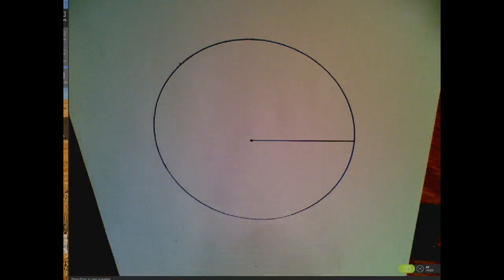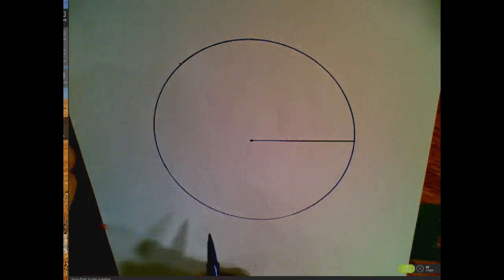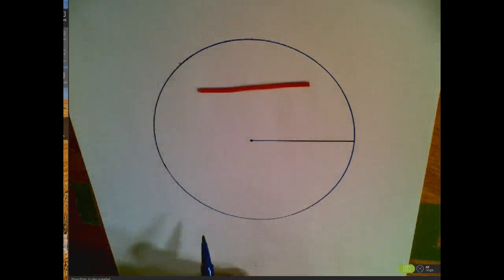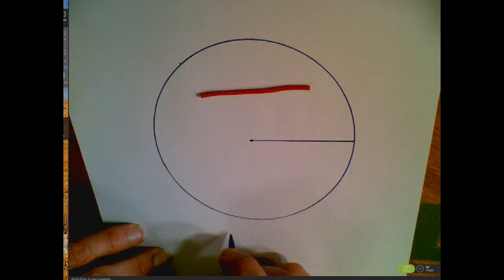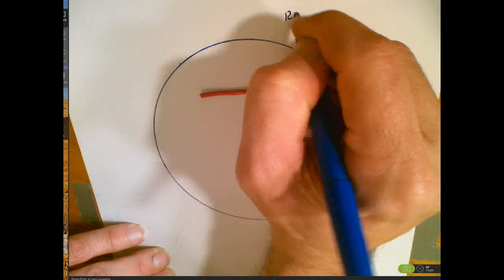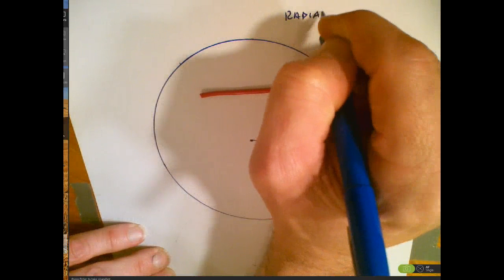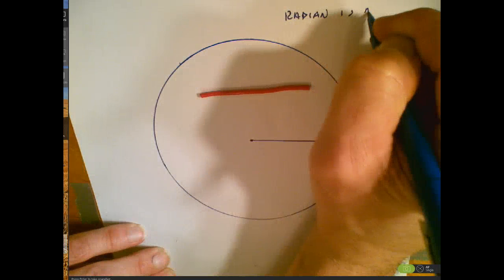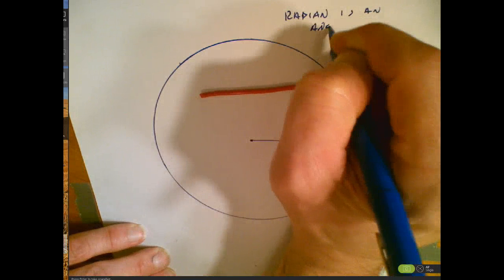Well, a radian is, first of all, when you're saying, well, why did I get this piece of wire, which is the length of a radius, when I want to make a radian? So let's put down, what is a radian? A radian is an angle measure. It's an angle measure.